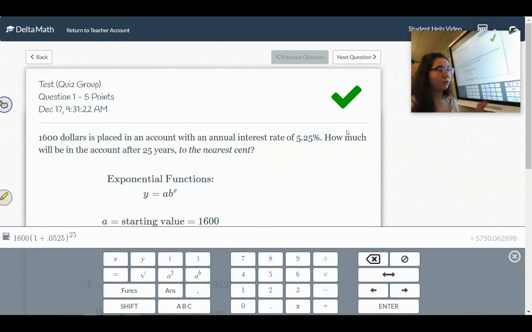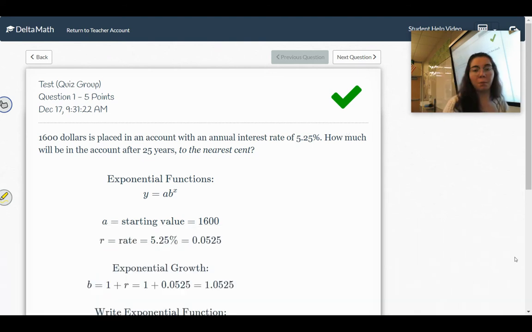Now, again, we have a few of these problems that we could go over. However, I'm going to jump to the next example of what type of problem we'll have in our quiz for today.